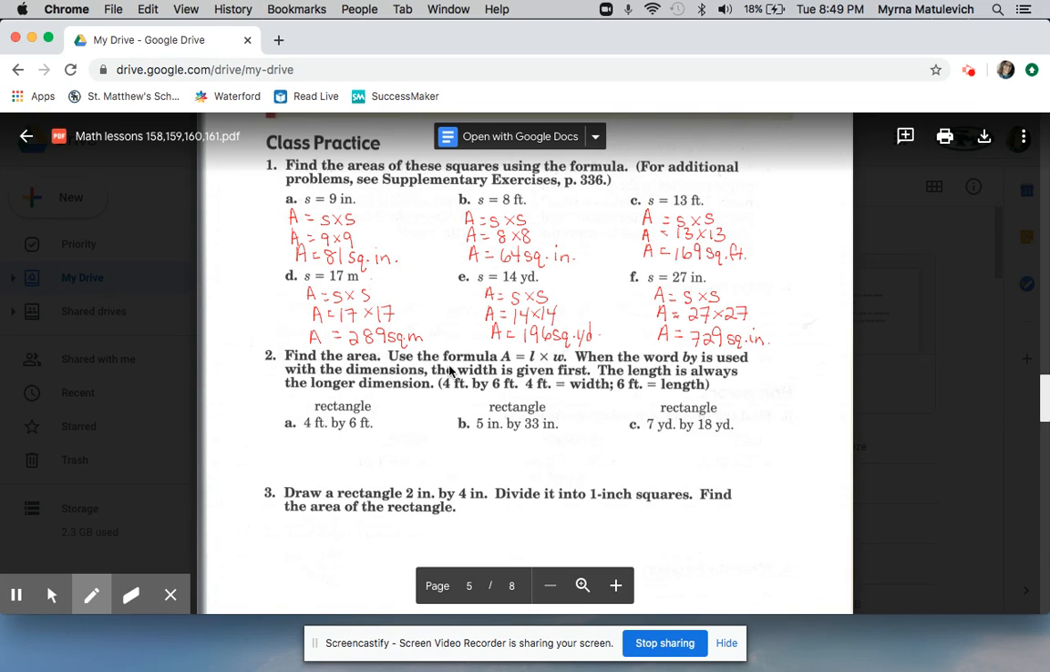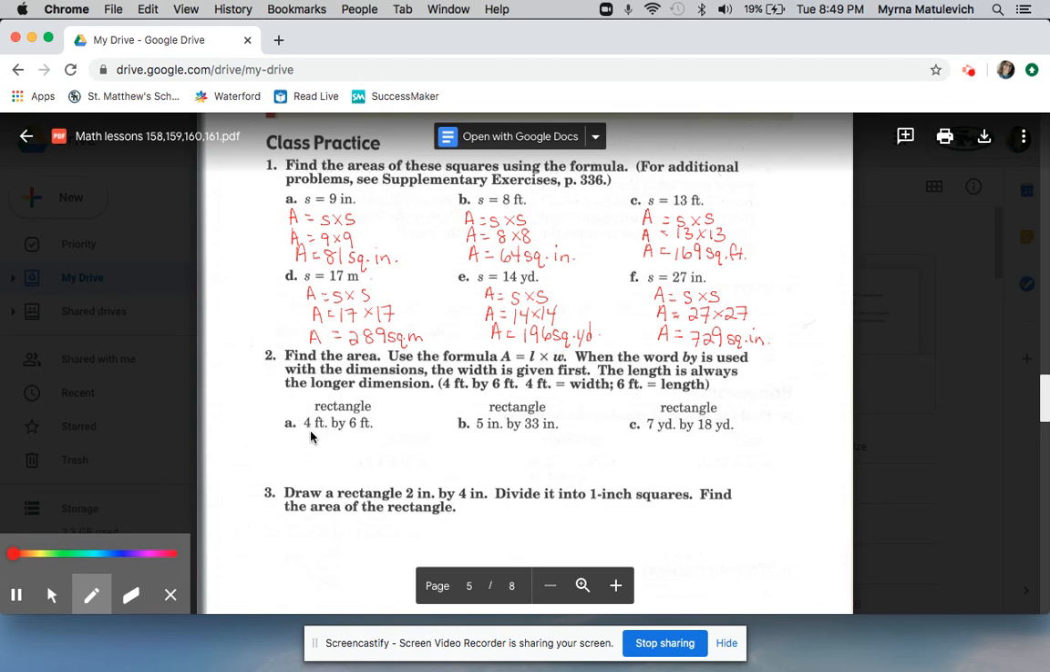Find the area, use the formula area equals length times width. When the word by is used with the dimensions, the width is given first. The length is always the longer dimension, so 4 feet by 6 feet. 4 feet is the width, 6 feet is the length. So that's good to know.